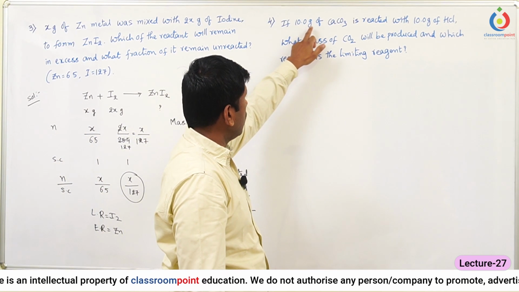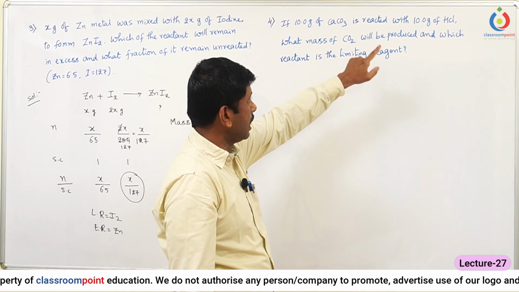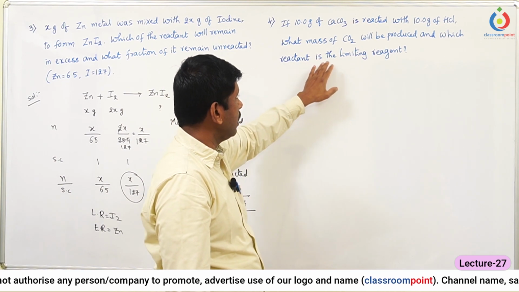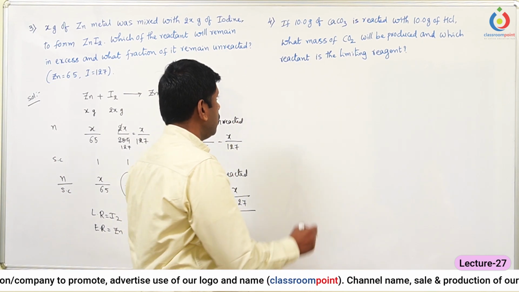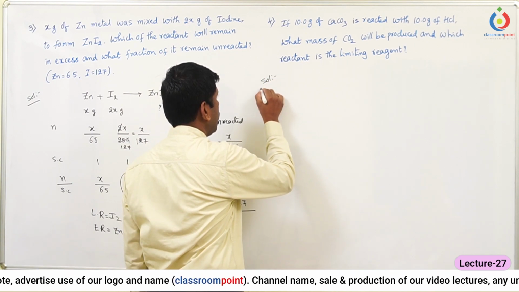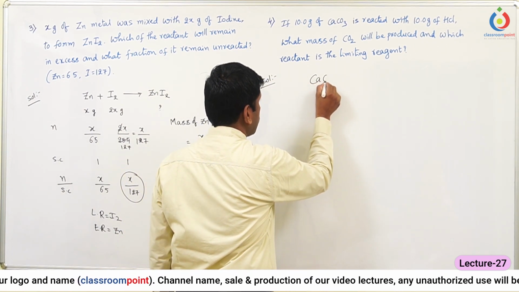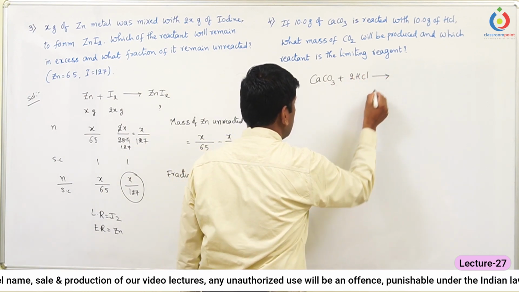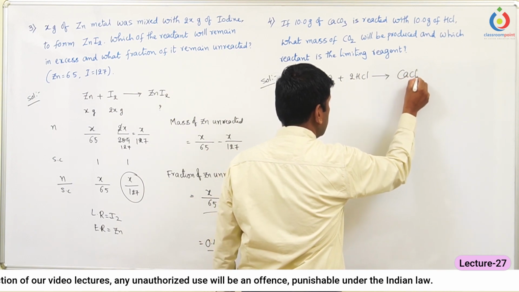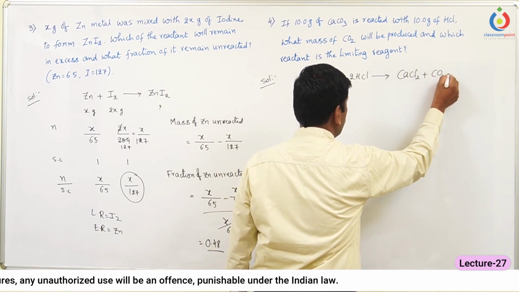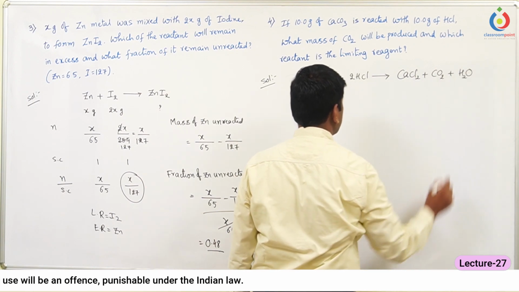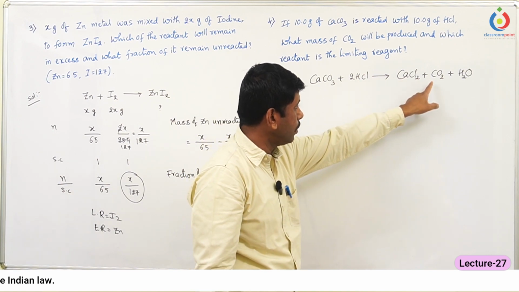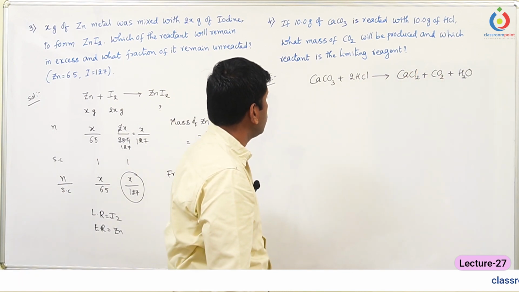In this reaction, 10 grams of calcium carbonate is reacted with 10 grams of HCl. What mass of CO2 will be produced and which reactant is the limiting reagent? Now let us see the solution and write down the balanced chemical equation for this. Calcium carbonate on reaction with 2 moles of HCl produces CaCl2 plus CO2 and H2O. Our relation is with only calcium carbonate, HCl and CO2, so these two products we don't consider here.